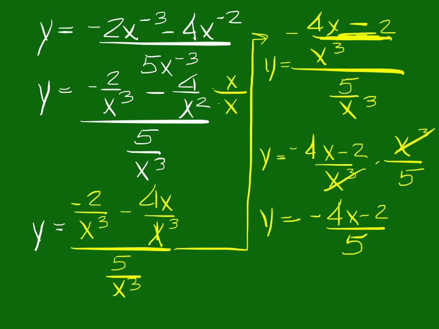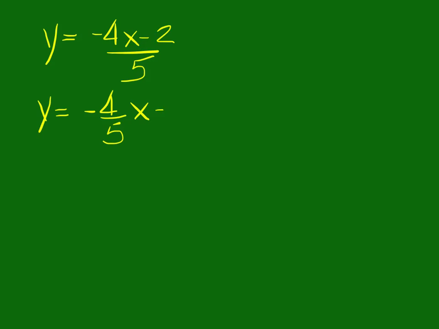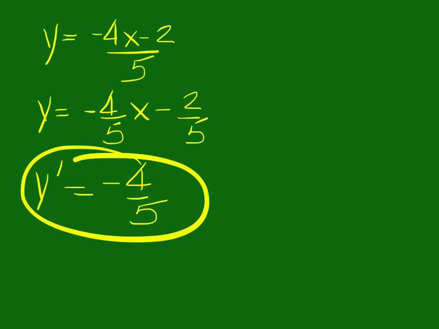And we'll go find the derivative of that on the next page. Hopefully I can remember it without writing it. That was y equals negative 4x minus 2 over 5. Okay. Break that up as negative 4/5 x minus 2/5. And when you go to find the derivative, you would have a negative 4/5, and that's it.